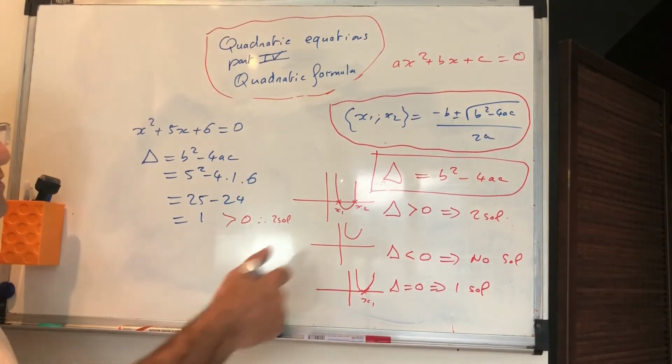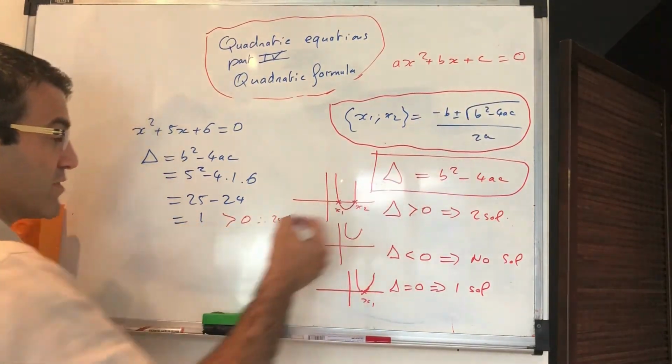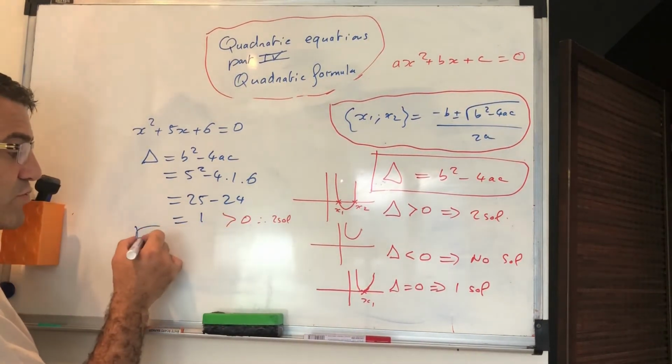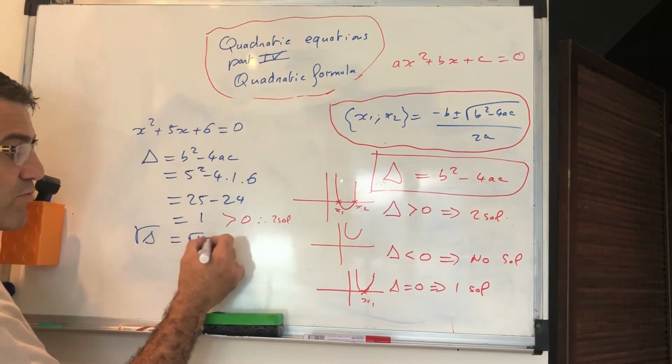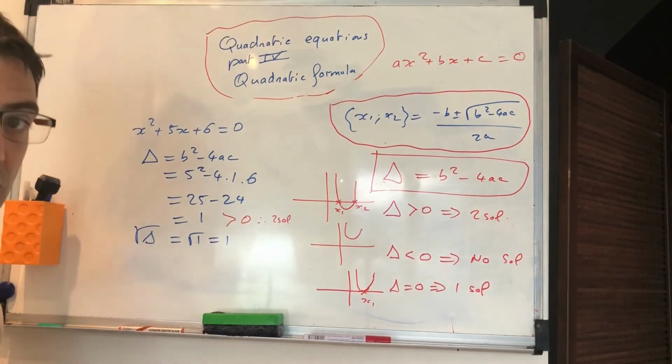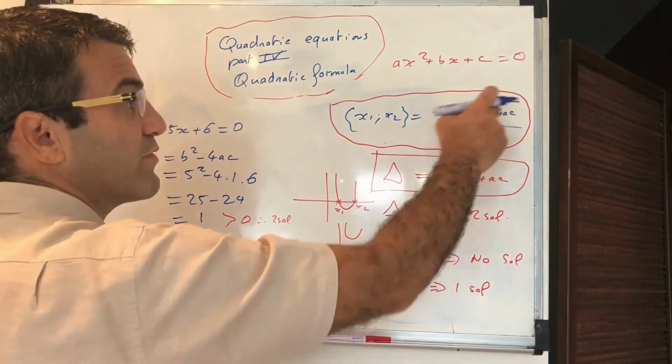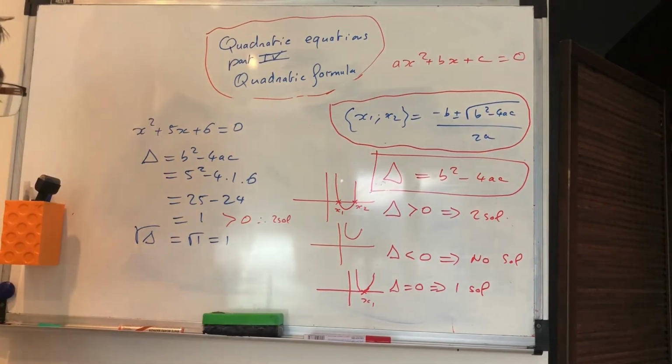So we're going to need the square root of this thing in the formula. So let's try and figure that out first. What's the square root of delta? It's the square root of 1, which is 1. Okay, so that's going to be useful. We'll just use 1 for this value. So now we can find the 2 solutions.